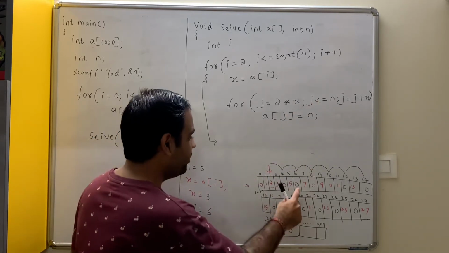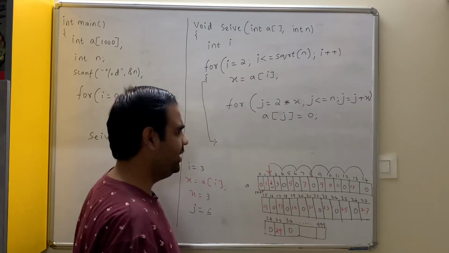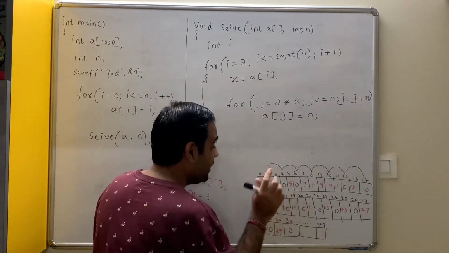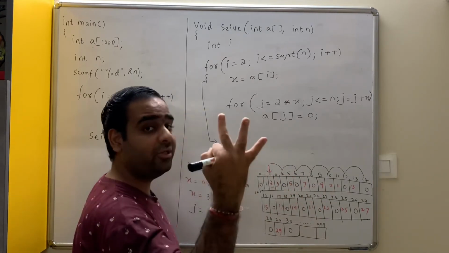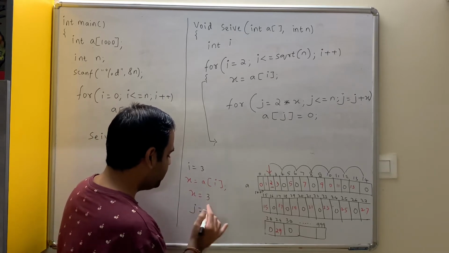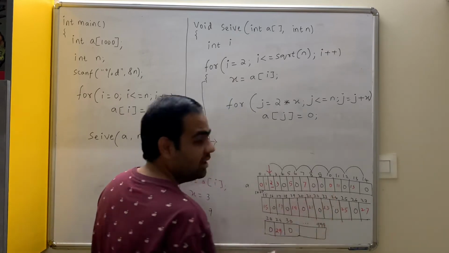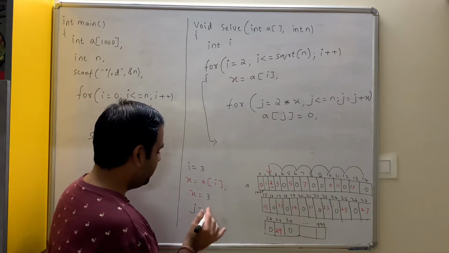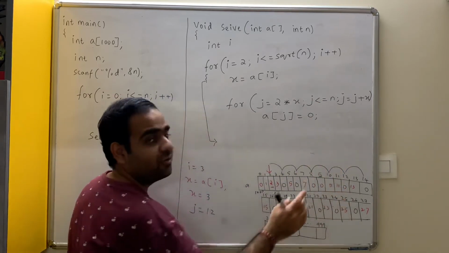Yes, A of 6 is 0. Now, it is 0. Again, you are storing 0. It doesn't make any difference for me. Now where is the next multiple of 3 found? 3 is found at index 9. That means after 3 places. Therefore, we say j plus x, 6 plus 3. And what is 6 plus 3? It is 9. And you say A of 9 is 0. Again, j plus x, 9 plus 3. What is 9 plus 3? 12. 12 less than or equal to 30 is true. A of 12 equal to 0.